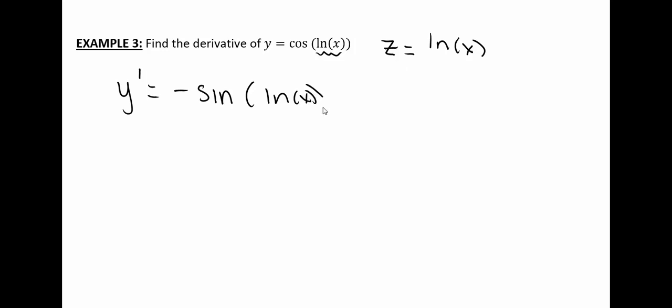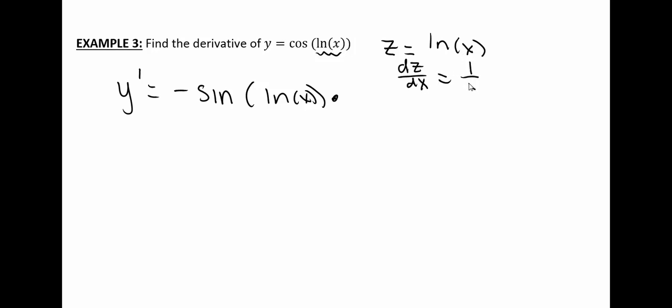Let's look at another. Example 3. Find the derivative of y equals cosine of the natural log of x. My first step again is going to be to identify the inside function. Here, my inside function from my composite function is the natural log of x. So once I have my z, I can go ahead and use my formula. My formula says that the derivative of cosine of z is going to be negative sine of z, which is the natural log of x, times dz dx.